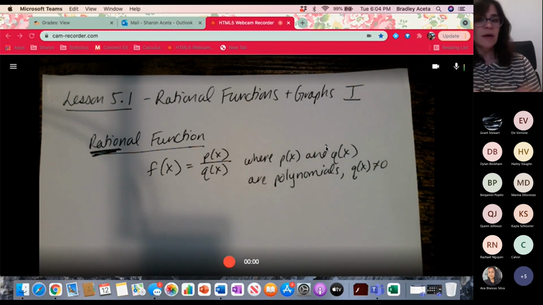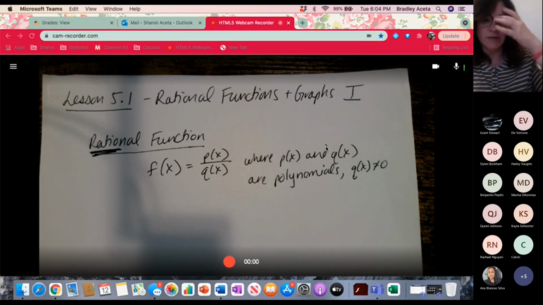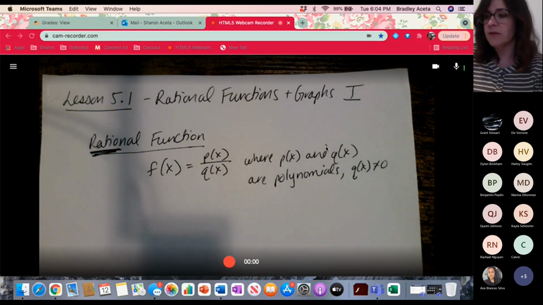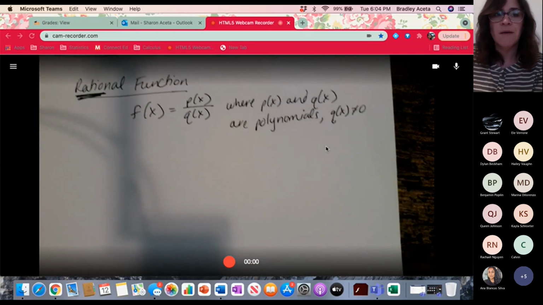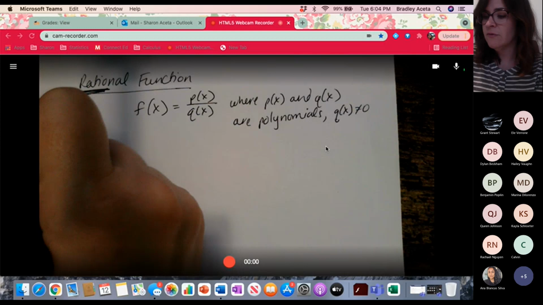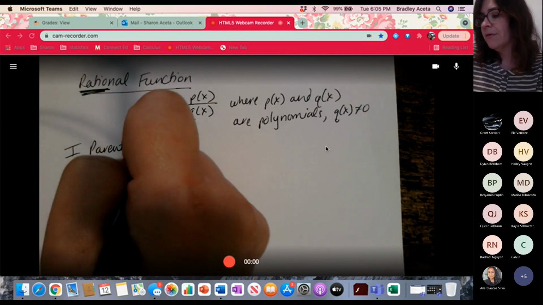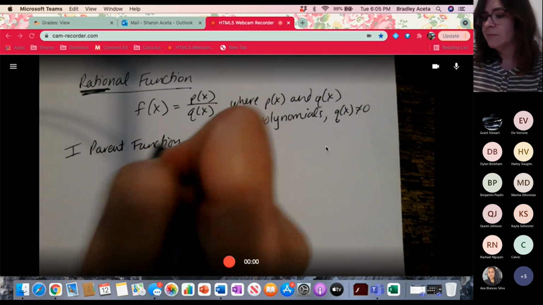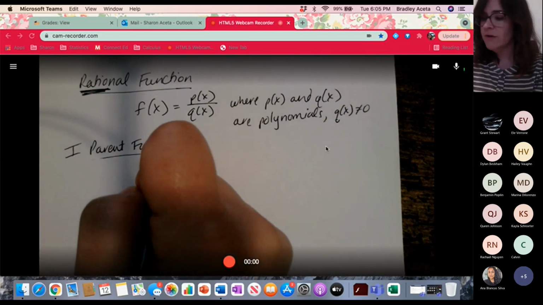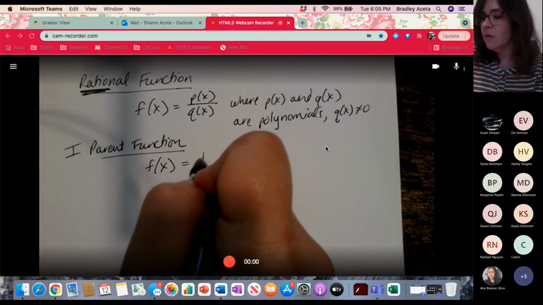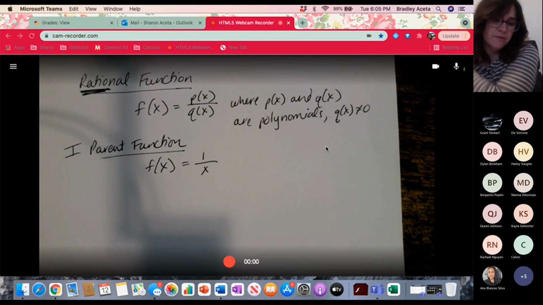So we're going to go back through all that stuff that we learned maybe 2 chapters ago about parent functions and transformations on them. And we're going to go through all of this together. So the parent function for a rational function looks like this. The parent function is f of x equals 1 over x. That is your parent function.